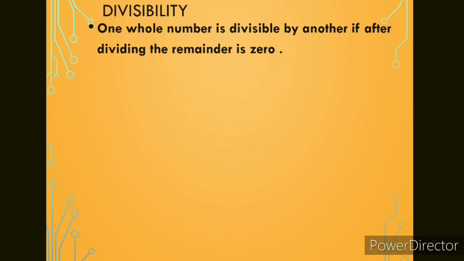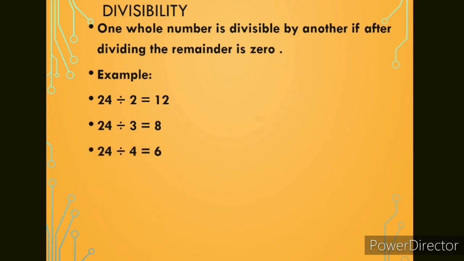That means whenever we are dividing any number by another number, that should be a whole number, and we get the remainder 0. That means the given number is divisible by the divisor. For example, 24 divided by 2 is equal to 12. 24 divided by 3 is equal to 8. 24 divided by 4 is equal to 6.